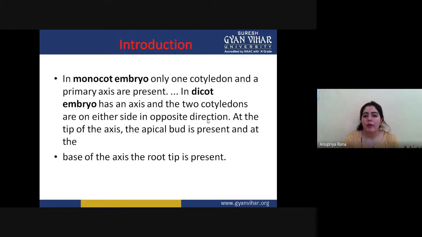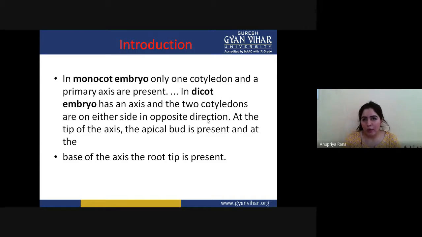In the monocot, the cotyledon just has the primary axis, but in the dicotyledon, the cotyledons are present on both sides of the axis in the opposite direction. At the tip of the axis, the apical bud is present, and at the base of the axis, the root tip is present. At the top of the embryo, there is a structure called the plumule, which is going to be converted into the shoot.